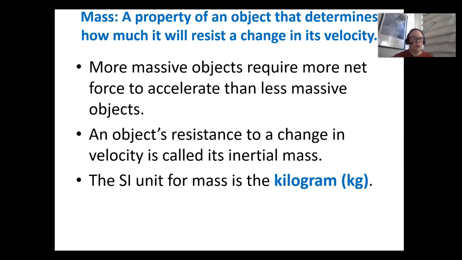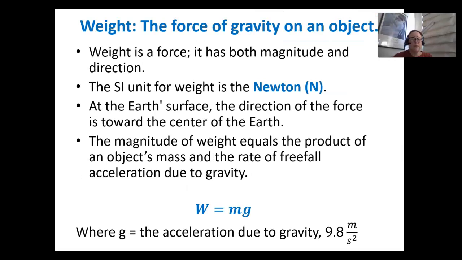The metric unit for measuring mass is the kilogram. That's the standard unit for measuring mass. Weight is different than mass. Weight is the gravitational force that is exerted on an object by the closest planet. Weight is a force. It has both a magnitude and a direction, and the standard unit for weight is the newton. At the Earth's surface, the direction of the force is toward the center of the Earth.